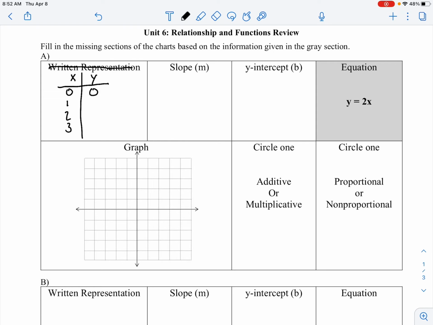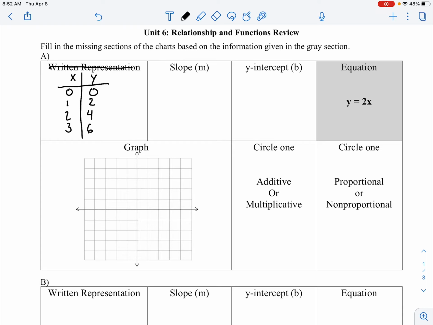Now we're going to plug in 1. So 1 times 2, that's going to give us our 2. And then we're just going to keep on going here. We're plugging in 2. We're done with 0. 2 times 2 is going to give me 4. And then finally, 3 times 2 is going to give me 6.